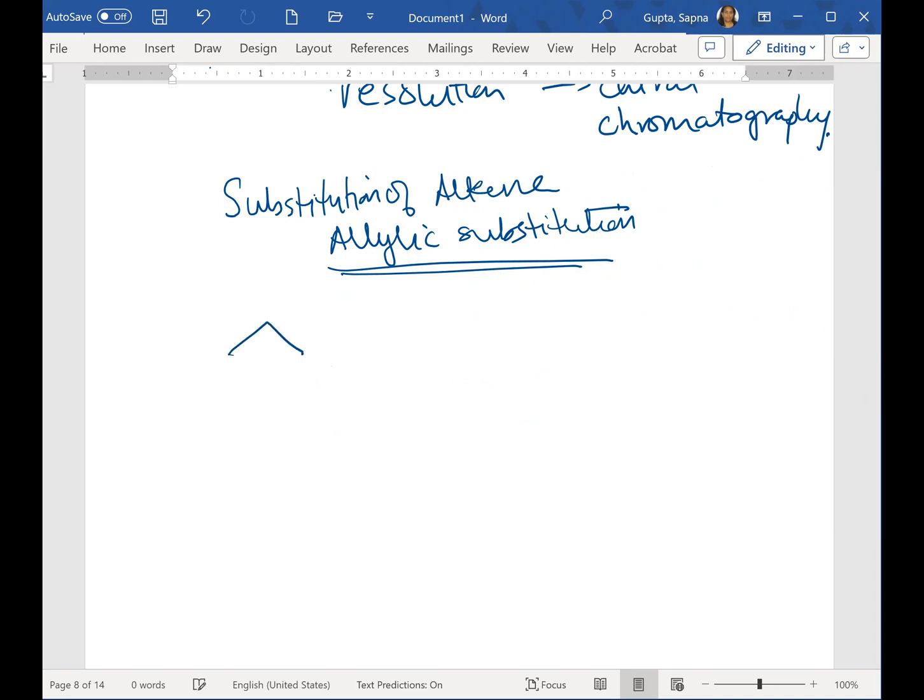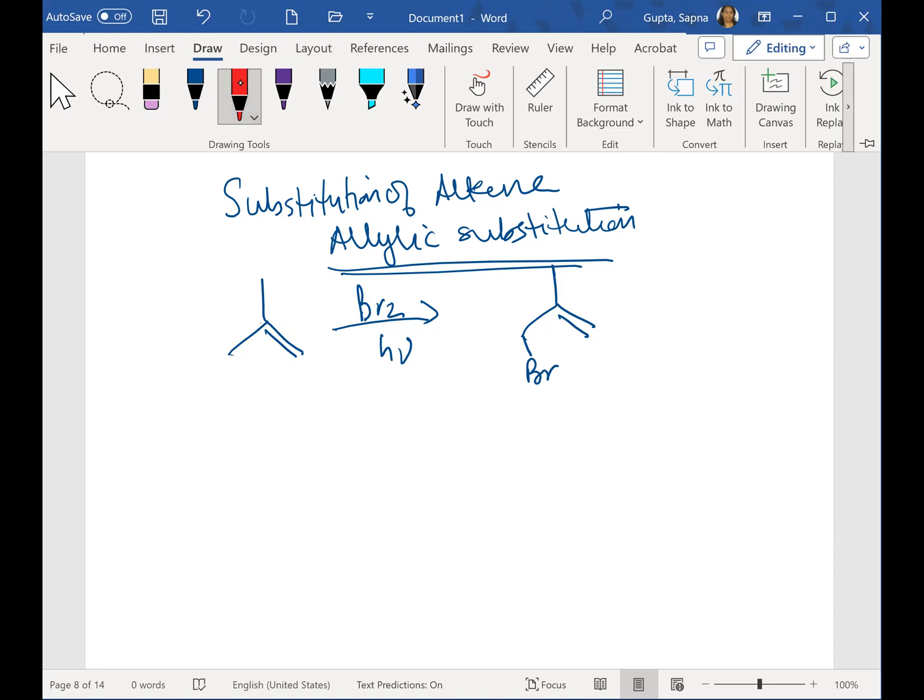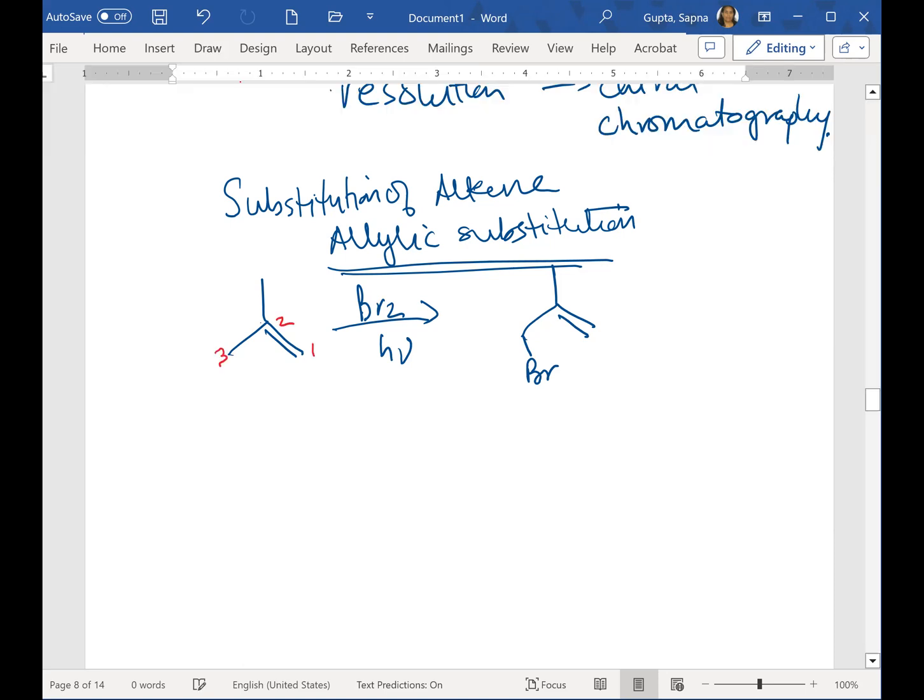Here, let's say you have an alkene like this, and you do bromination on this. You will end up getting this, which is an allylic substitution. How do we know it's allylic substitution? Well, 1, 2, 3. Start counting from the double bond. 1, 2, 3. The third position is the allylic position.